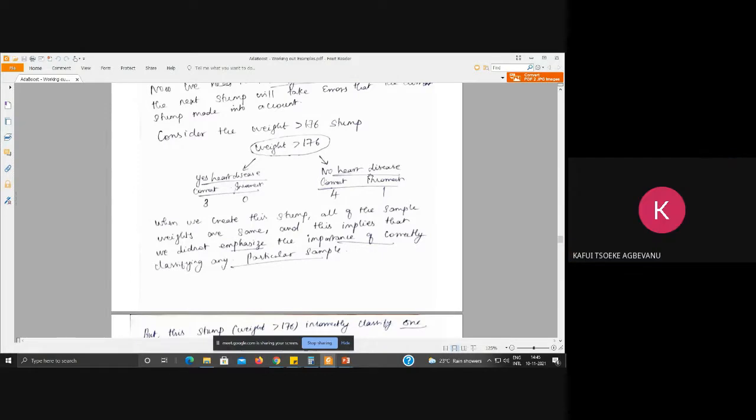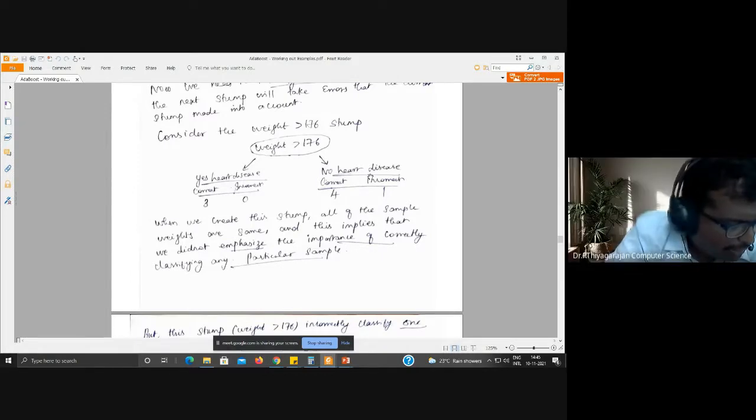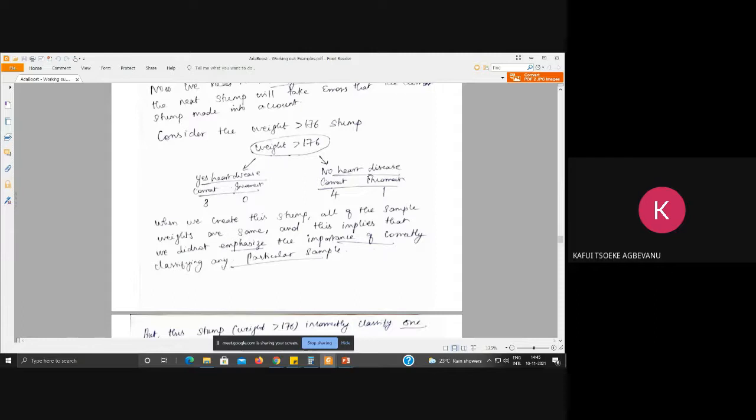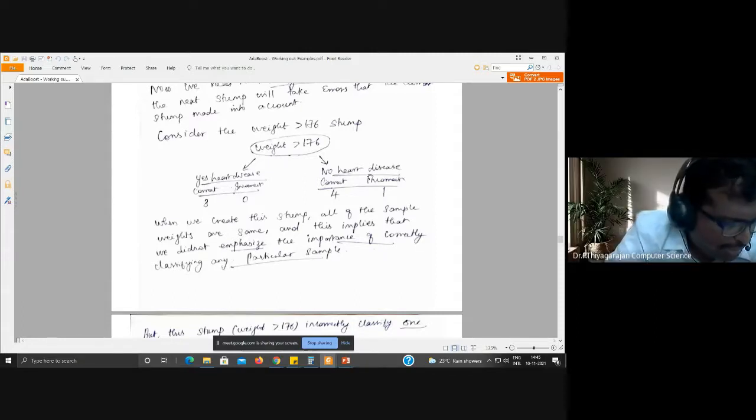Row 8? Which row? Tell me the row number. Row 8, no. Row 8 is correctly classified, because the weight is less than 176, so it is no, and there is no heart disease. It is correctly classified. Which is the incorrectly classified sample I'm asking? In the no category.